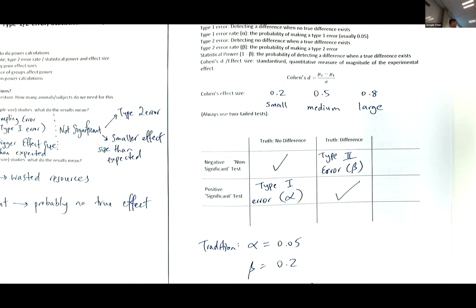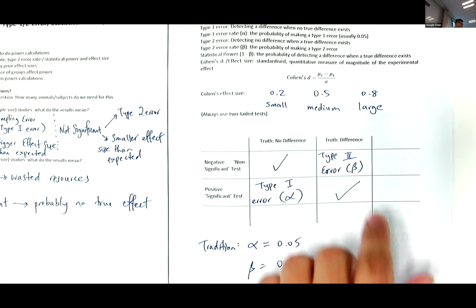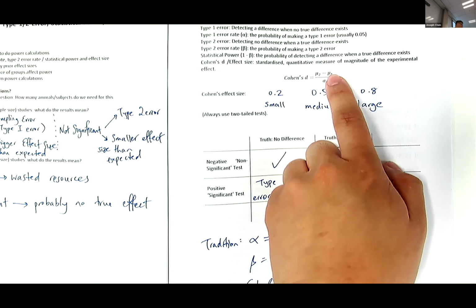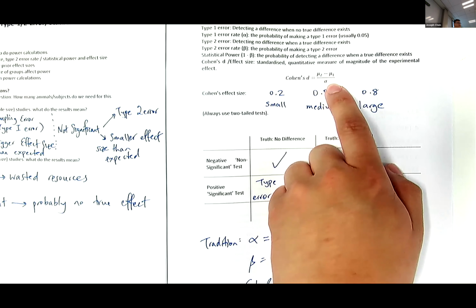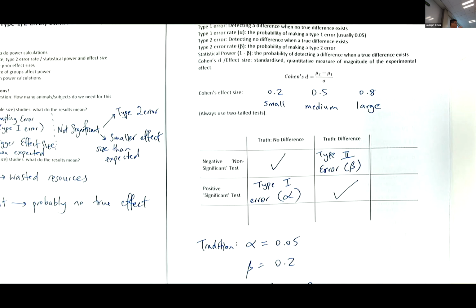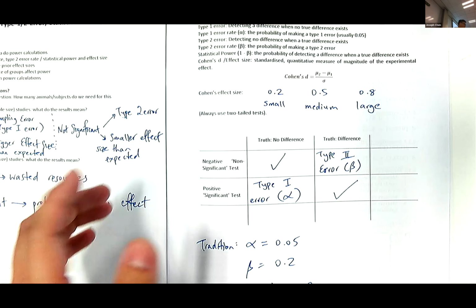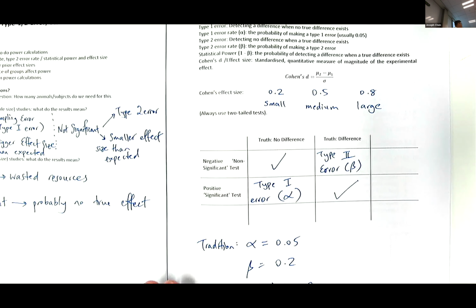So are there any units for effect size? No, because remember the mean, let's say it was height. Height is measured in centimeters and the standard deviation is also in centimeters. So units-wise, it cancels out. Cohen's effect size does not have units. And that's the point, because it's a standardized measure.